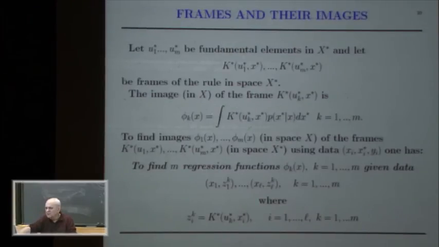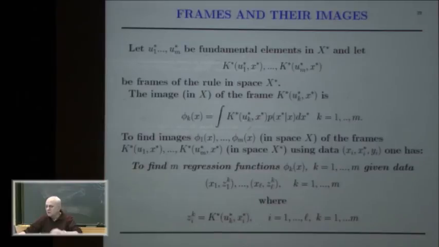Okay, I will find this by solving a regression problem. X1, zeta 1, X1 where zeta is k x star u x star. So I have my training data. From training data, I can construct this data, and then I will solve the regression problem.